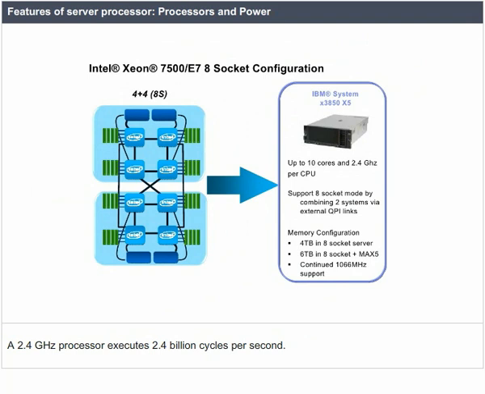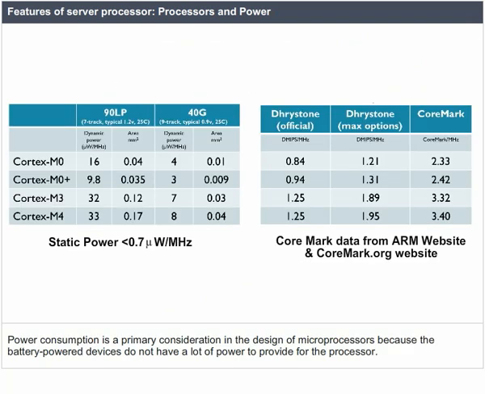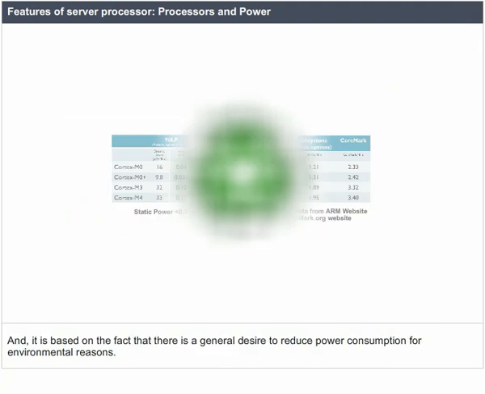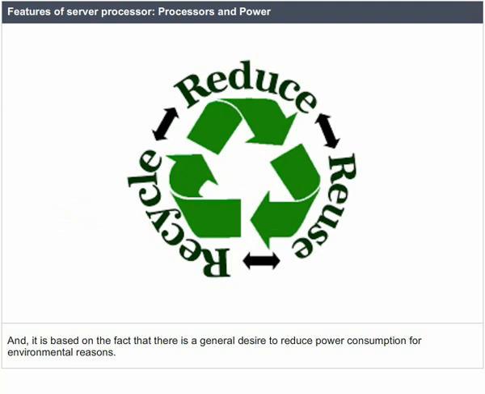Power consumption is a primary consideration in the design of microprocessors because battery-powered devices do not have a lot of power to provide for the processor, and it is based on the fact that there is a general desire to reduce power consumption for environmental reasons.